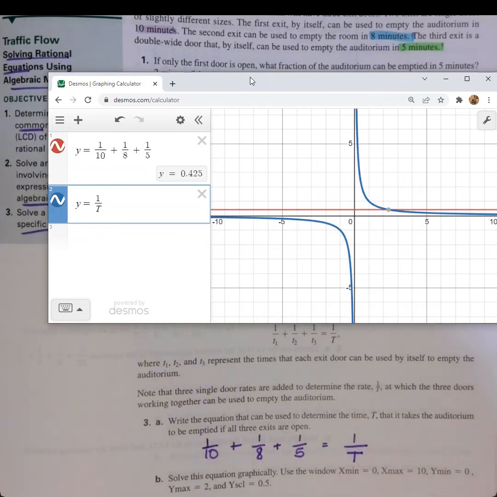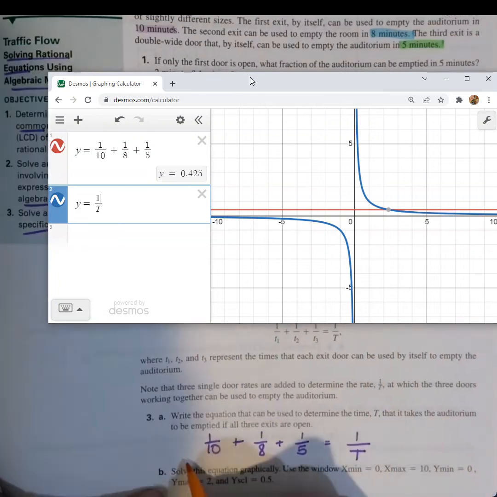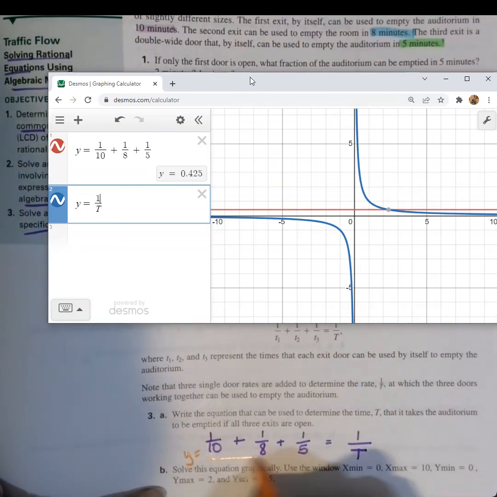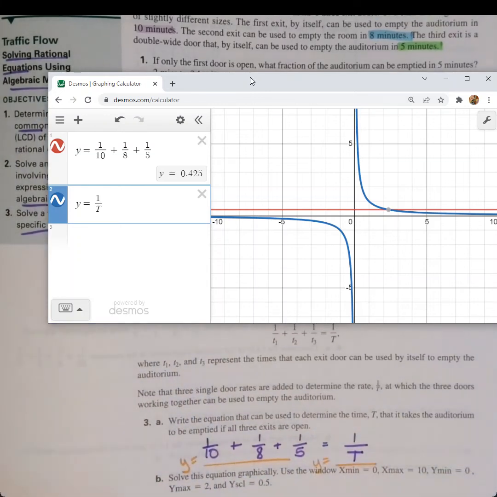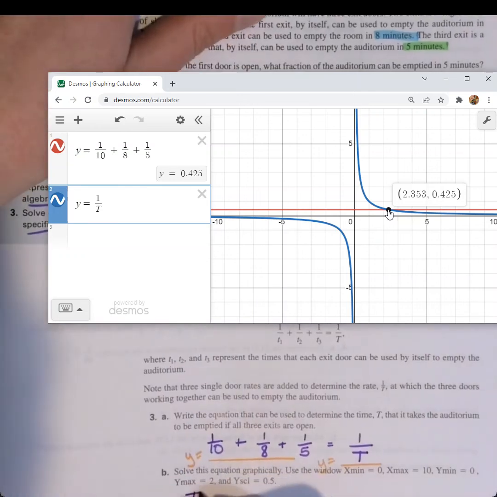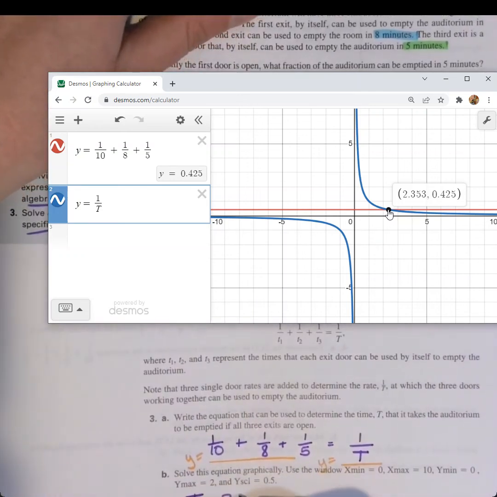Okay, we've graphed things like this before. So we'll make ourselves a quick note that if we're going to solve this graphically, we set y equal to both sides. And as you can see, that's the only way to enter this because it's not going to show up otherwise. All right, I can see my intersection point right here. And so it's going to take 2.353 minutes. So t equals 2.353.